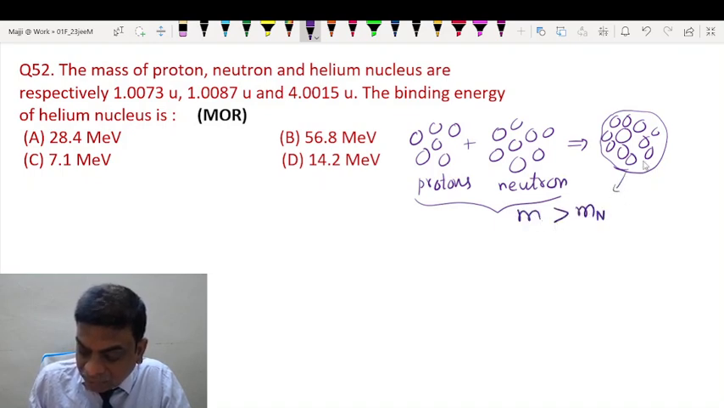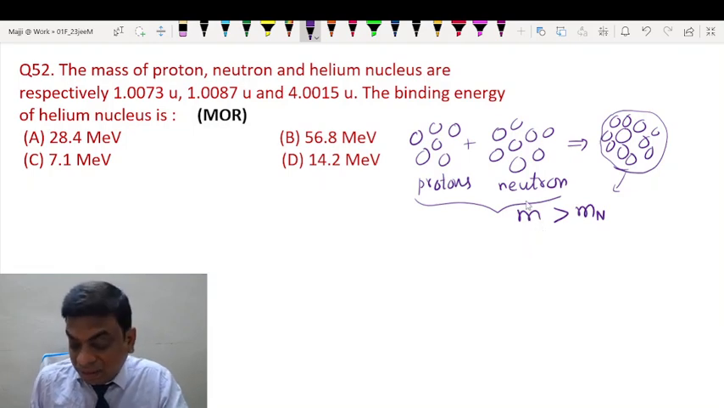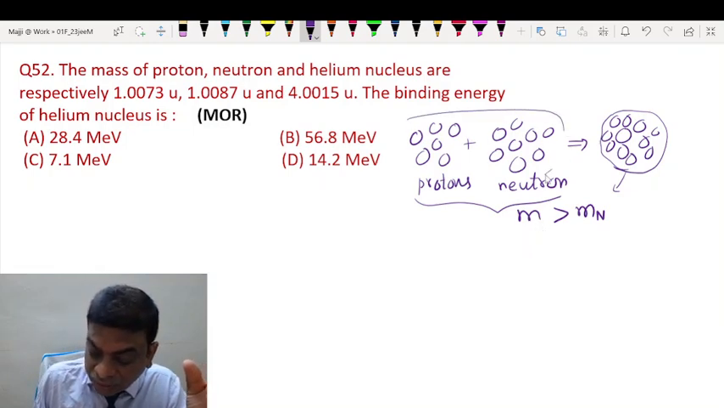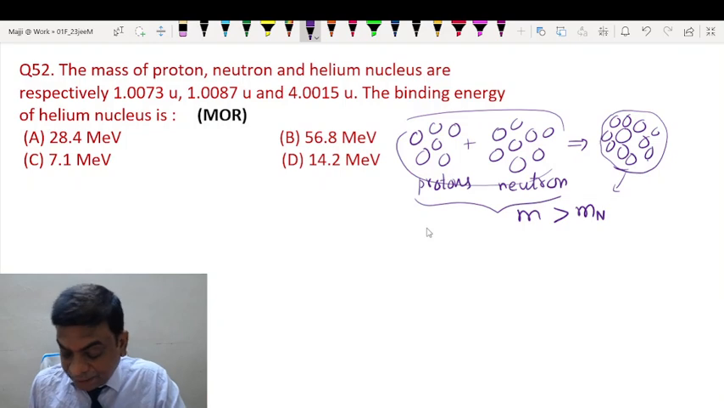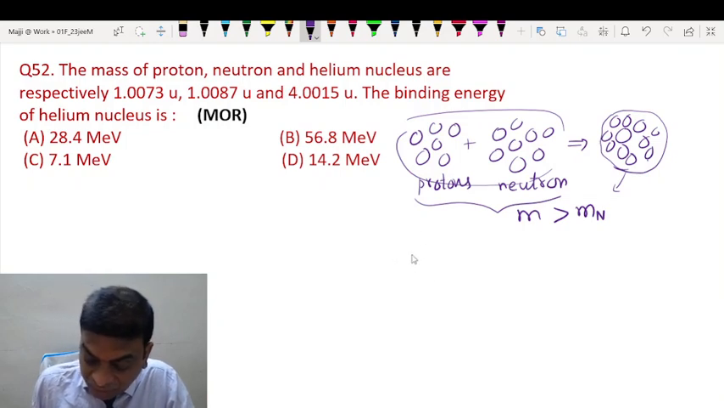For now I take the mass of the nucleus as m. So the difference in this mass, that is the difference of the mass of nucleons and the mass of nucleus, results in the binding energy. That is, the energy equivalent to this difference in mass is equal to the binding energy. So what is the difference in mass? Let us find.